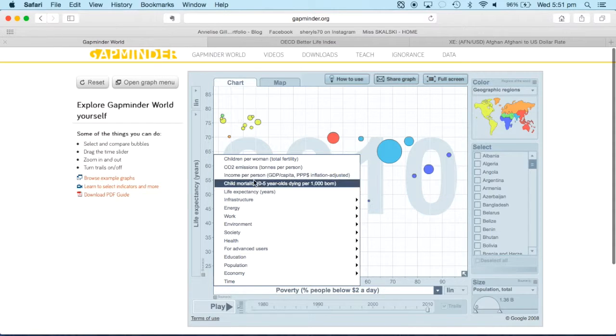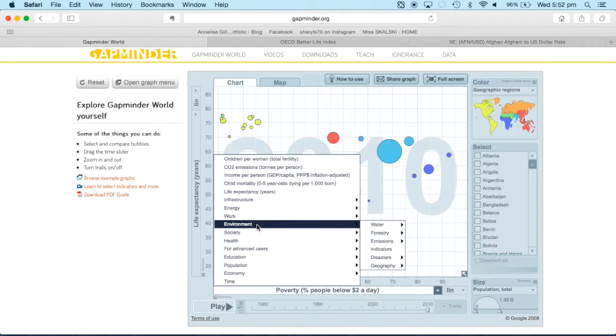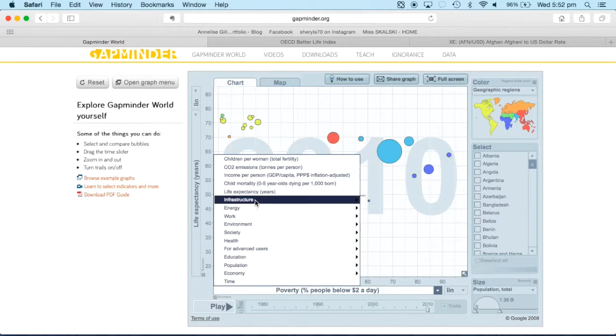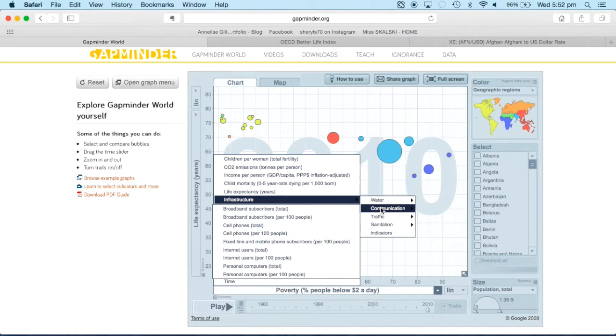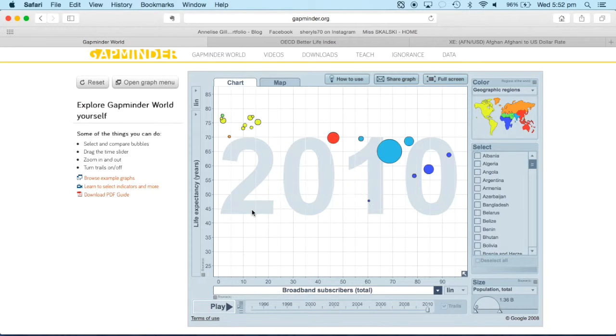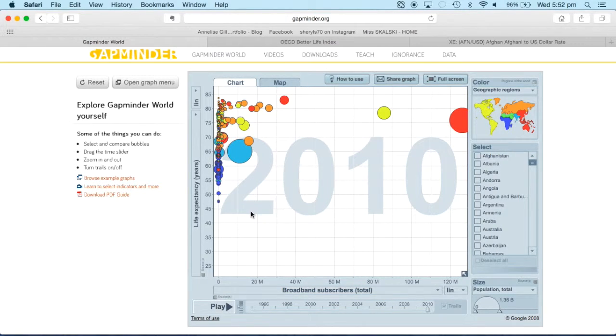I've just realised the one I haven't looked at is technology, but I reckon we can probably find that under communication. Yep, here we go. So we've got personal computers, fixed line subscribers, cell phones. So let's look at broadband subscribers total. So that should give us some indication about internet use. And we can assume that if it's highly used, that it is readily available.